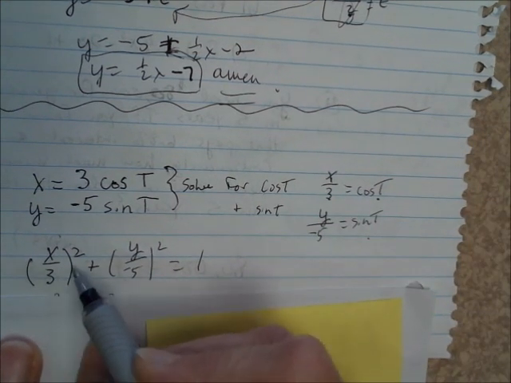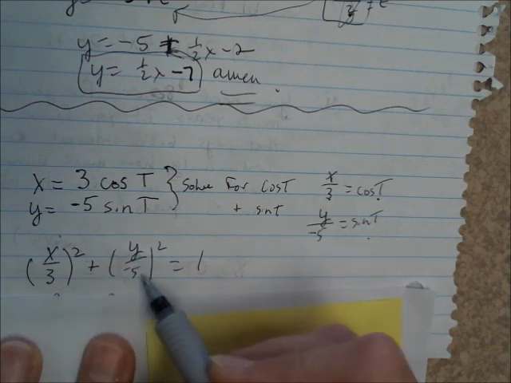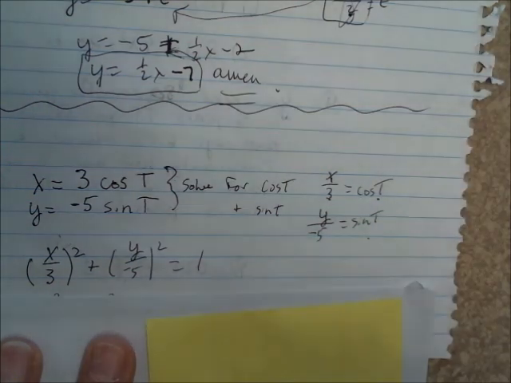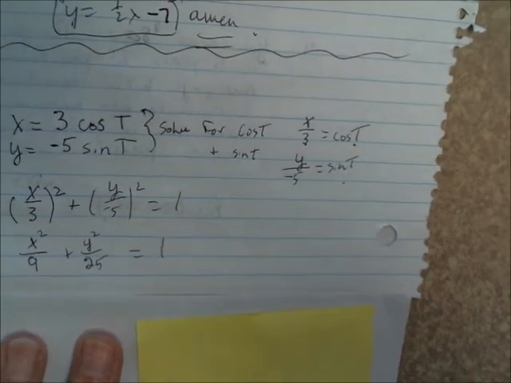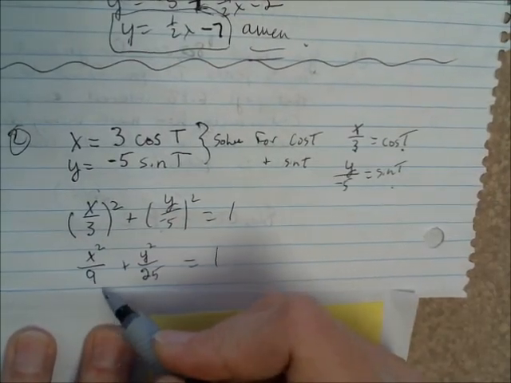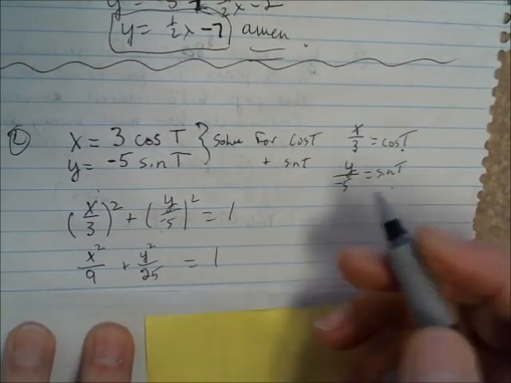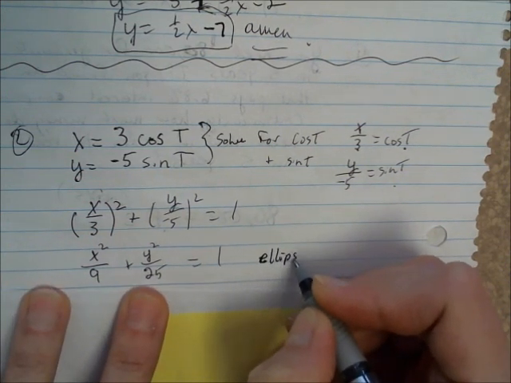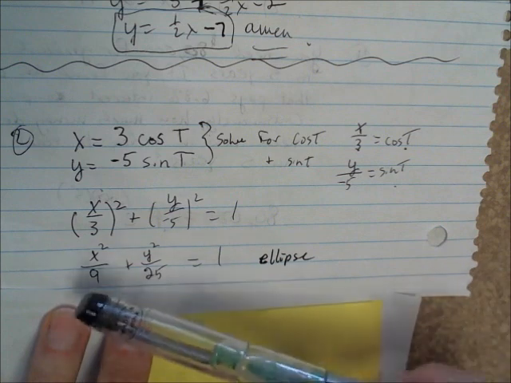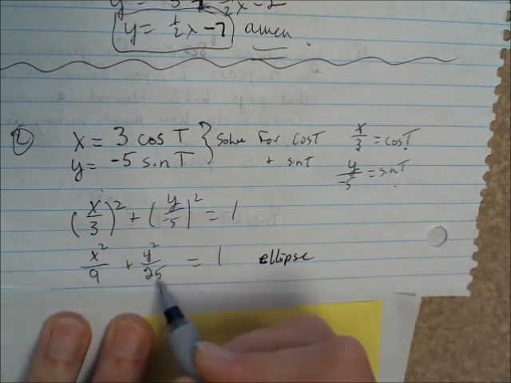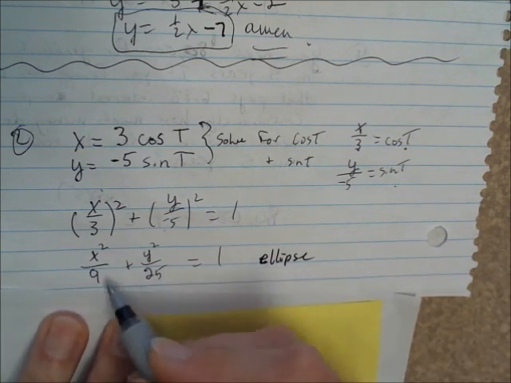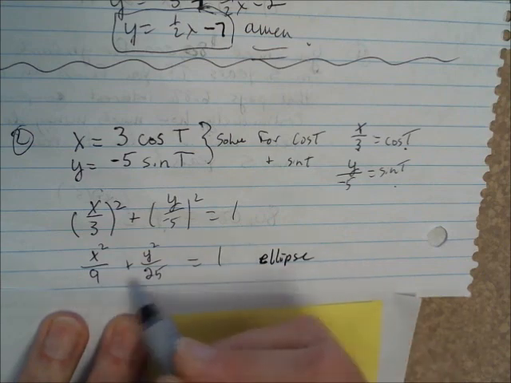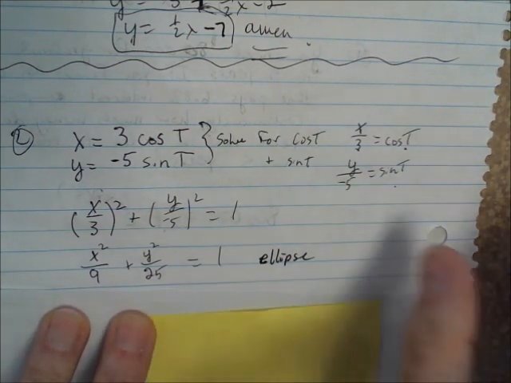So x over 3 squared plus y over -5 squared is equal to 1. And then what you come up with is x squared over 9 plus y squared over 25 equals 1. This is an ellipse, by the way. Not that you have to know it or anything, but it's an ellipse. If both of these values were the same in the denominator, it would be a circle. And if it were a circle, you just multiply through by whatever that denominator is on both sides.